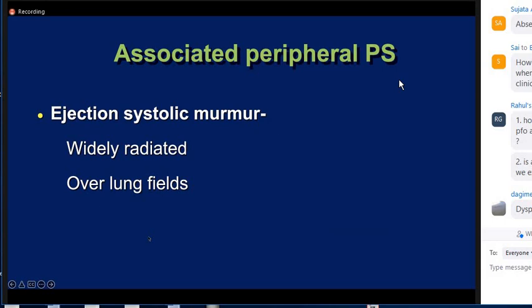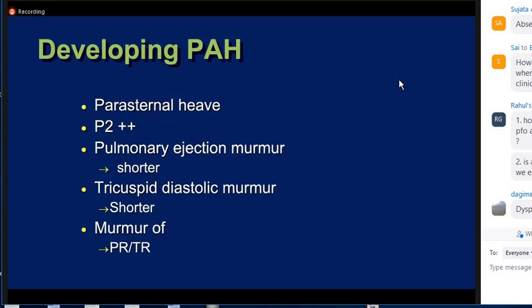In peripheral PS, the murmurs will be loud and present all over the chest. Even in atrial septal defect, the murmur is audible in the right parasternal area, because the amount of flow going to the right pulmonary artery is quite significant. Probably that could be the reason why the right upper pulmonary vein is directly communicated to the right atrium.